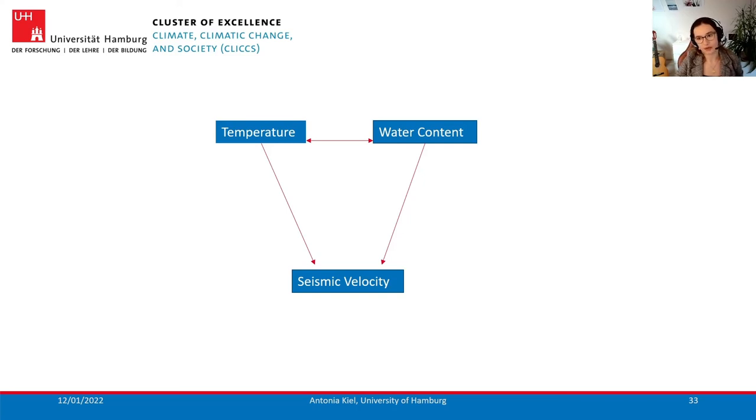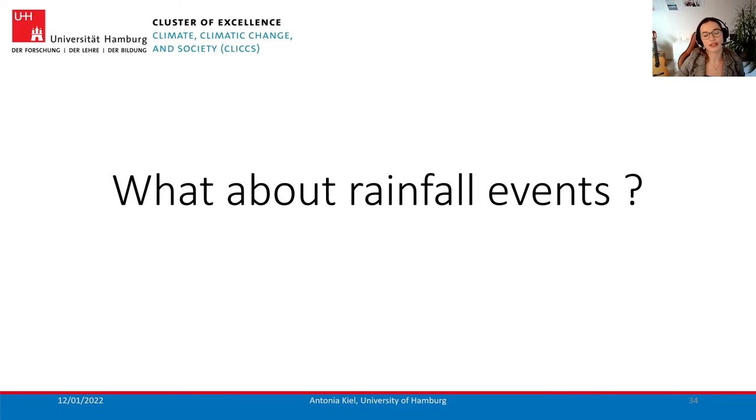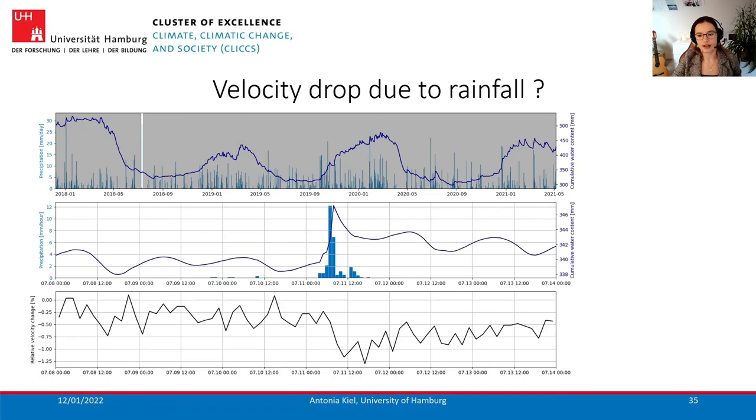So since we talked about the water content a lot, a question is of course also, what about rainfall events? As we've seen, an increase in water content means a decrease in seismic velocity. So a velocity drop would be expected after rainfall events. And now I want to have a look at some rainfall events.